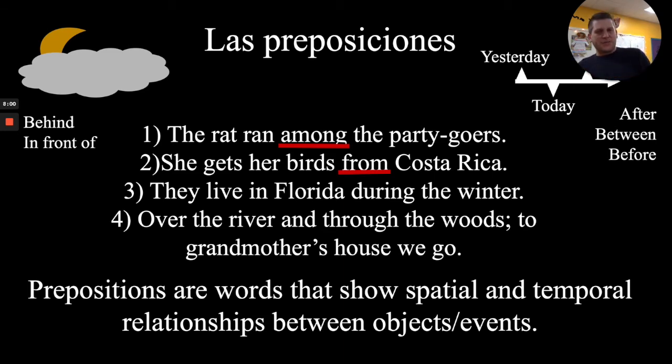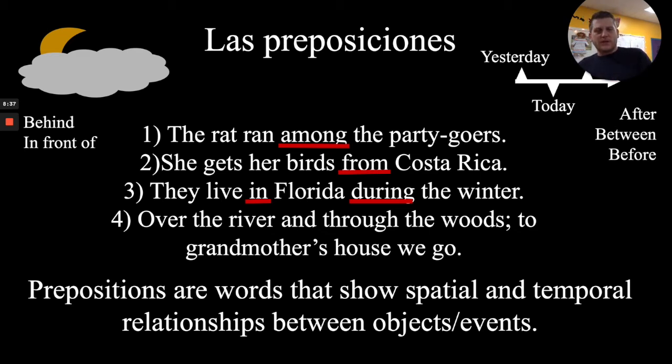Now, there's another example of a preposition here. Where are they in relation to the winter? Well, now they're living during the winter. They are between the times that are marked as winter. Within those boundaries, they live during the winter. So we have two prepositions here, in and during. In represents a spatial relationship, whereas during represents a temporal, remember, a time-related relationship.